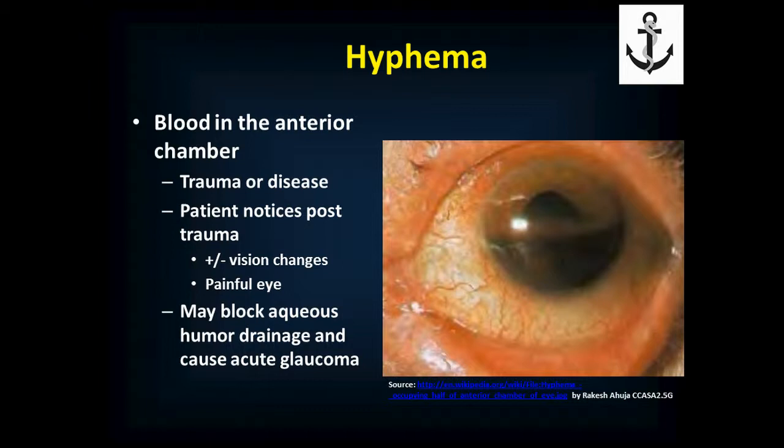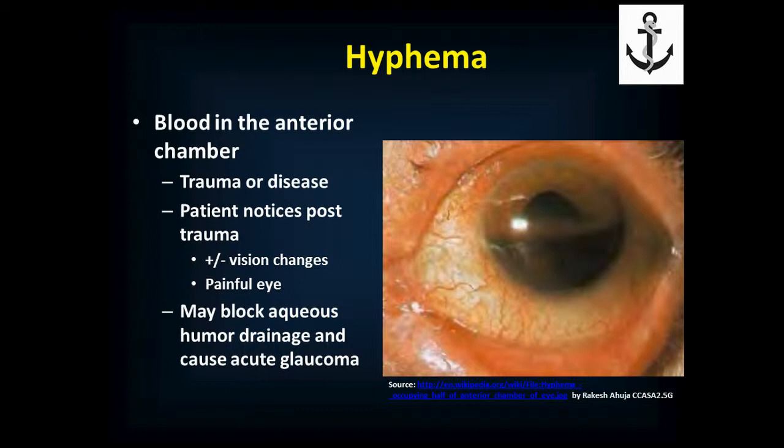The patient notices this after the trauma. There may be visual changes. If that anterior chamber fills entirely with blood, what's called an 8-ball hyphema, they won't be able to see anything at all, and the eye will be uncomfortable to them because the pressure is increasing in the eye with the blood in there.